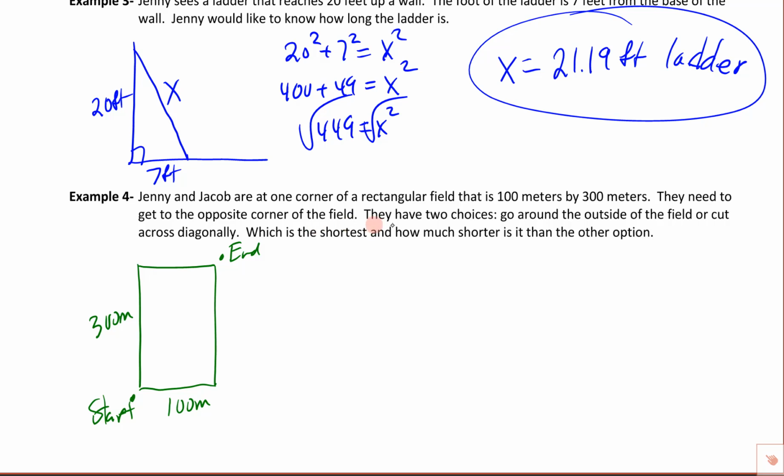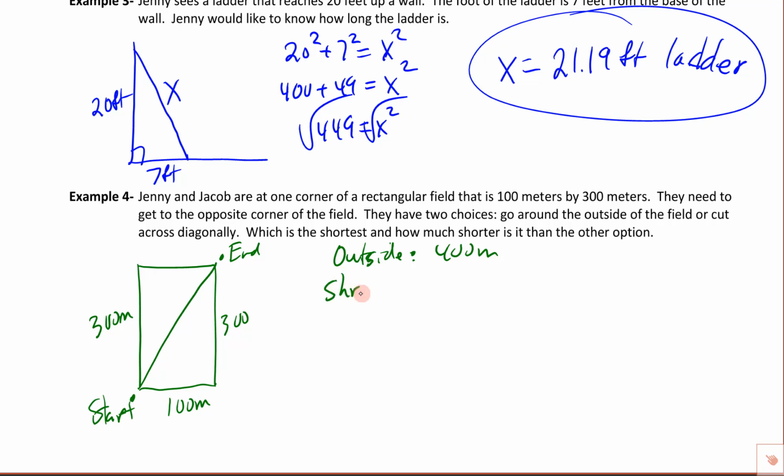Okay, it says they have two choices: go around the outside of the field or cut across diagonally. So they could go like that. Which is the shortest and how much shorter is it than the other option? Well, clearly it's going to be shorter if they cut across, but what we want to know is how much shorter is it. So for the first choice, if they go outside, they'd have to go 100 meters and then 300 meters, or they could go 300 and then 100. Either way, it's going to be 400 meters.